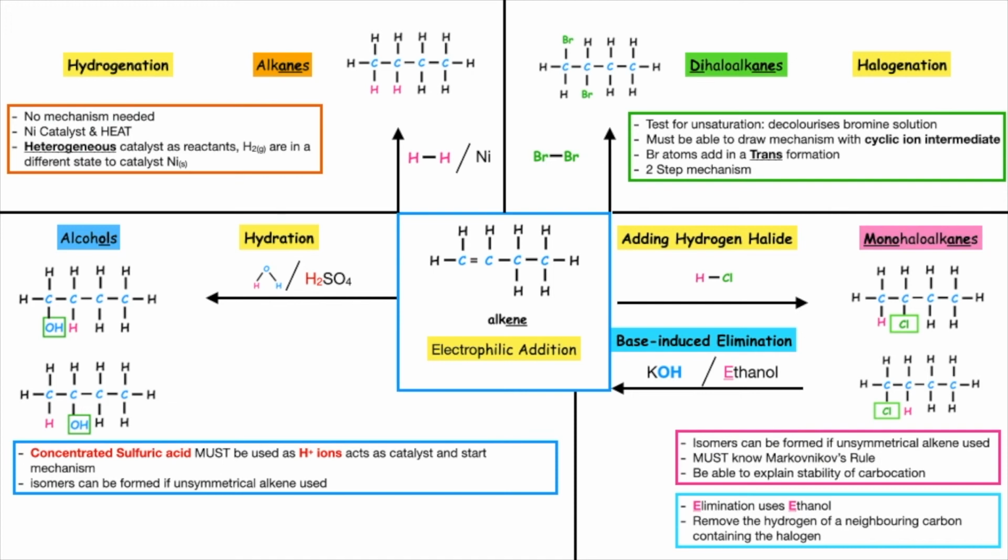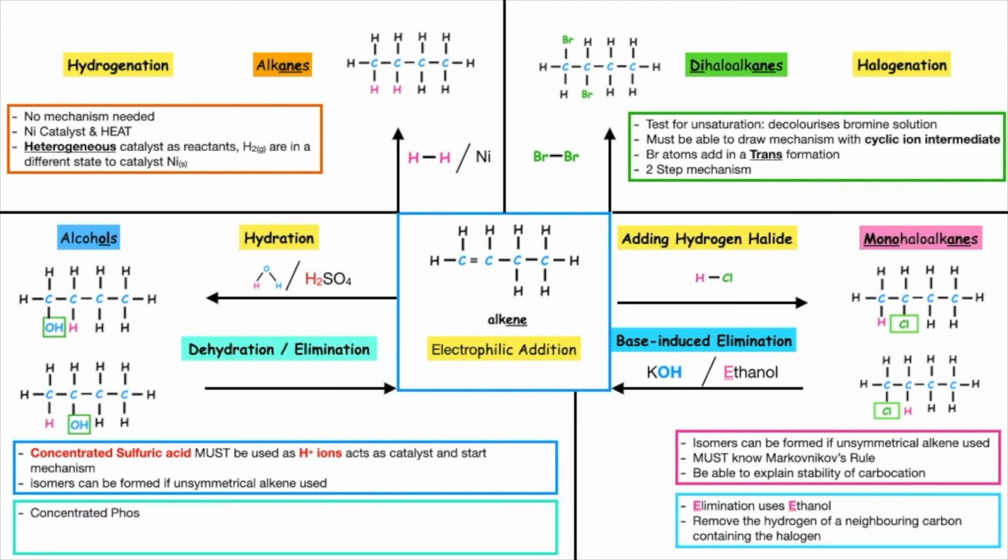We can take our alcohols and we can dehydrate those to form our alkene. Now for this, what we would want to use is concentrated phosphoric acid, and we tend to use that over concentrated sulphuric acid as there are fewer side reactions. You don't need to be able to do this mechanism, but I have got a video on that anyway if you want to ensure a full understanding of how this mechanism occurs.